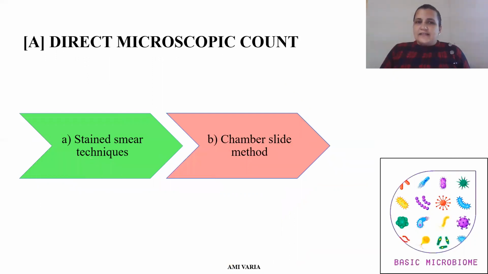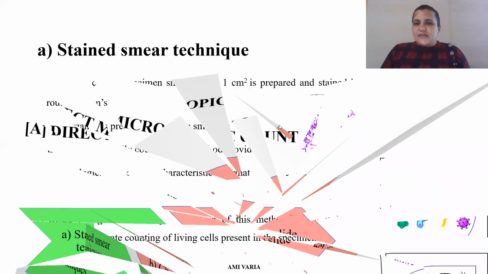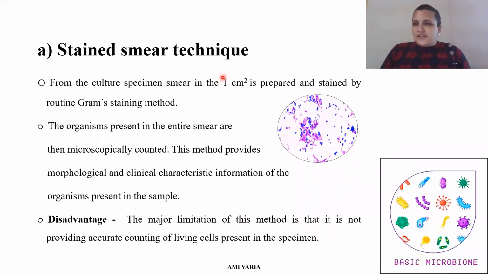First of all is direct microscopic count. Direct microscopic count can be done by two methods. First is the stained smear technique and second is the chamber slide method. First, the stained smear technique. This is the routine Gram staining method.